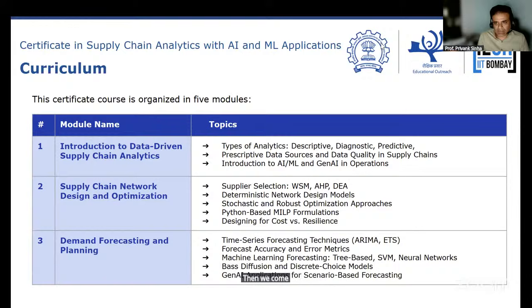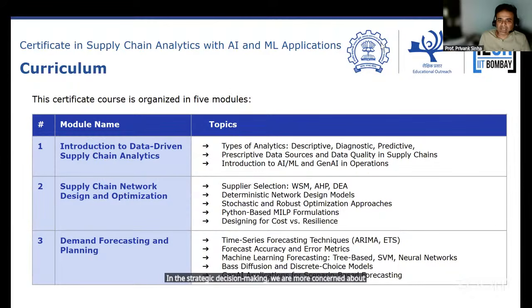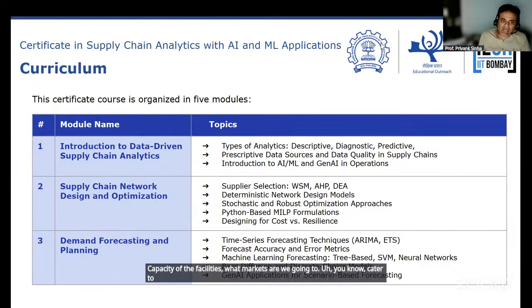Then we come to the specific modules of the course where we talk about important decision making. So for example, in module 2, we are going to talk about strategic decision making. In strategic decision making, we are more concerned about the network design aspects of the supply chain. For example, where the facilities will be located, what will be the overall capacity of the facilities, what markets are we going to cater to. So within this module, we are going to talk about supplier selection models.